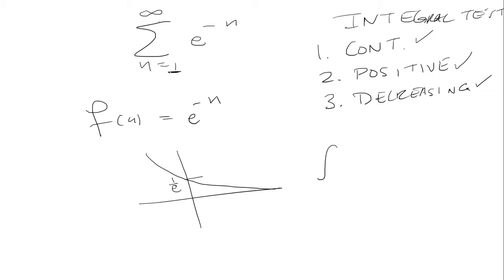So we have the integral from n equals 1 to infinity of e to the negative n dn. The antiderivative of e to the negative n is negative e to the negative n. Now we have to go from 1 to infinity. So technically we need to have a limit as b goes to infinity because this is an improper integral.